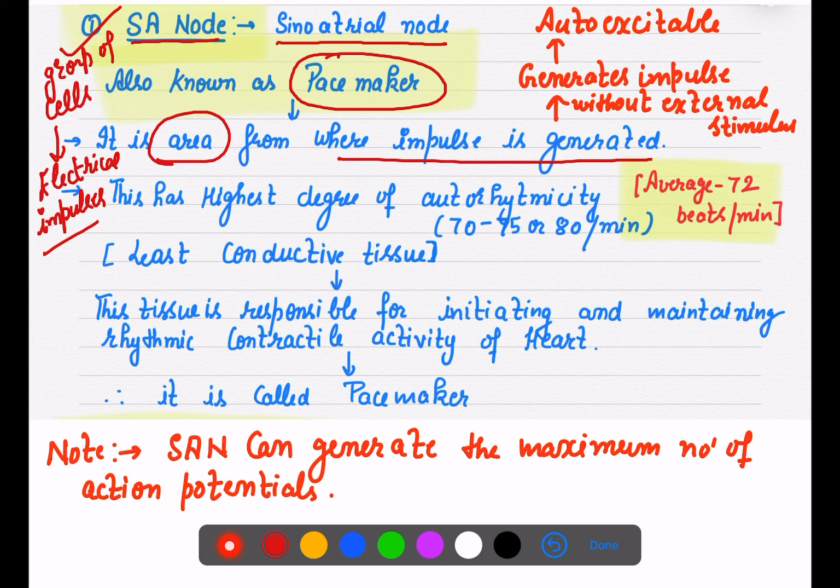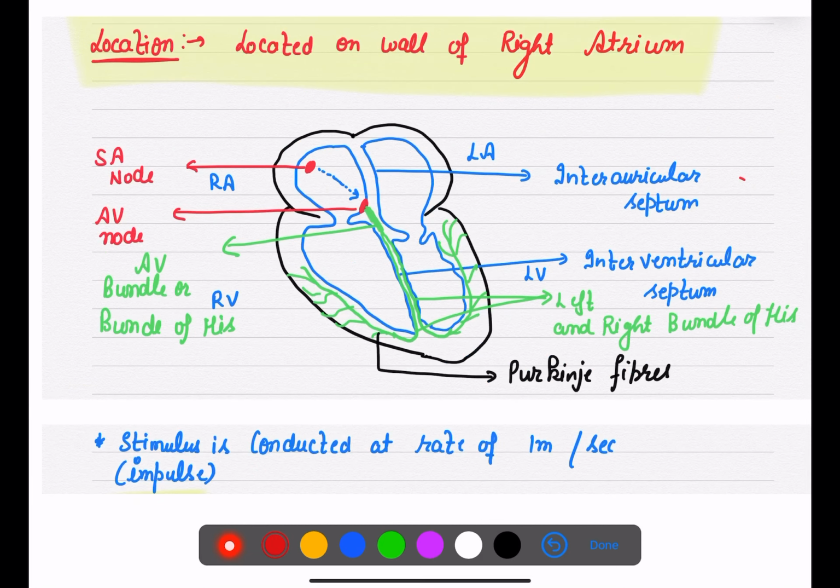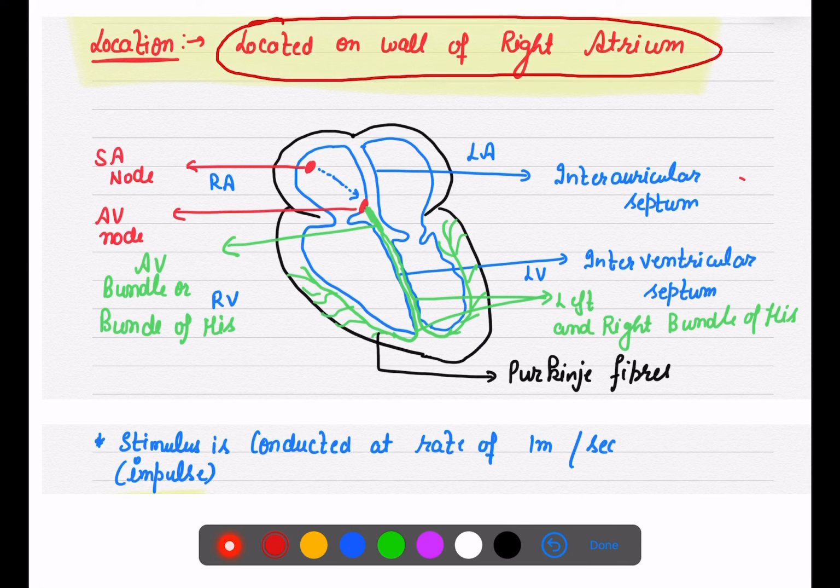It is the area. Now I am not just talking in the air, I'm talking to you people, and let's show you first where the SA node is. It is located on the wall of the right atrium. Again, see, it is on the wall. If we look at the 3D structure, it is on the wall of the right atrium.